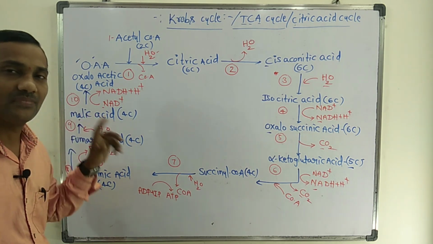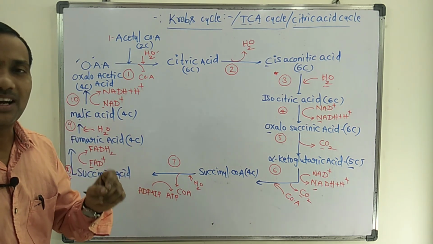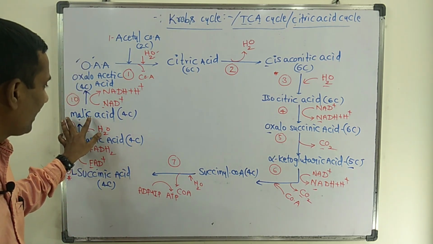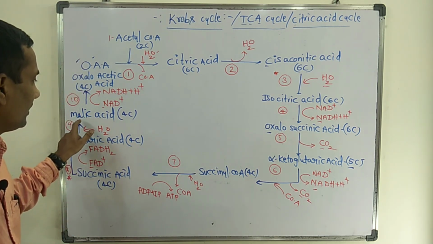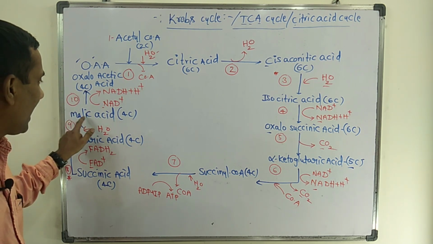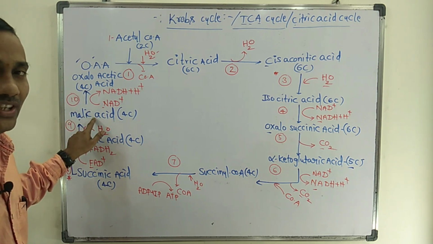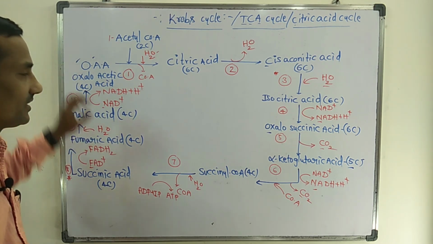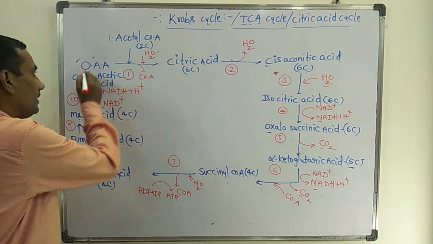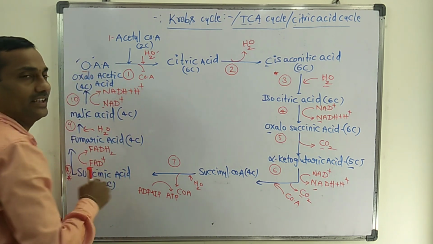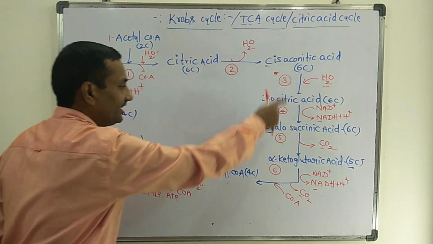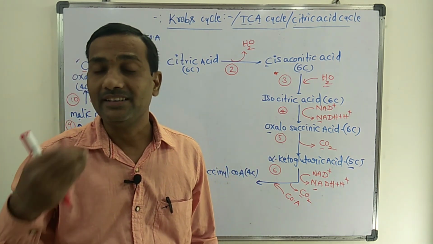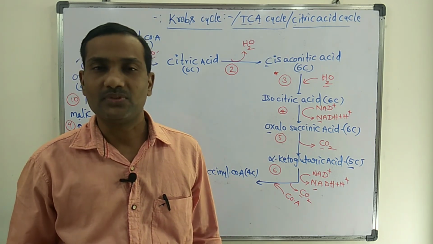This step is catalyzed by one particular enzyme, and it is easy to remember, because malic acid is formed at the end of the ninth step. The enzyme name is malic dehydrogenase. That enzyme helps in the conversion of malic acid to oxaloacetic acid, the regenerated OAA. That OAA again enters the pathway. Like this, a total of 10 reactions occur in the Krebs cycle.